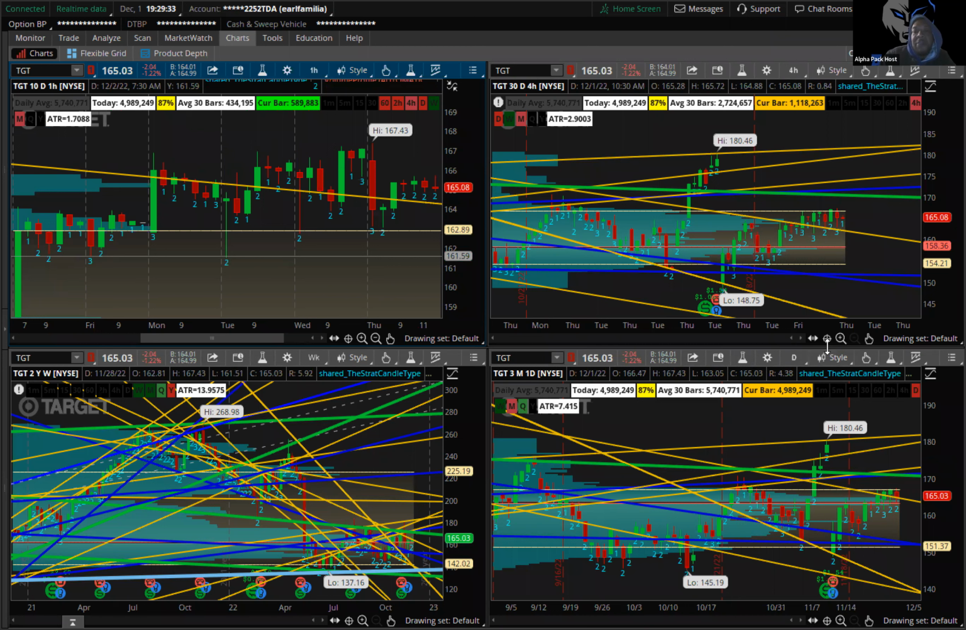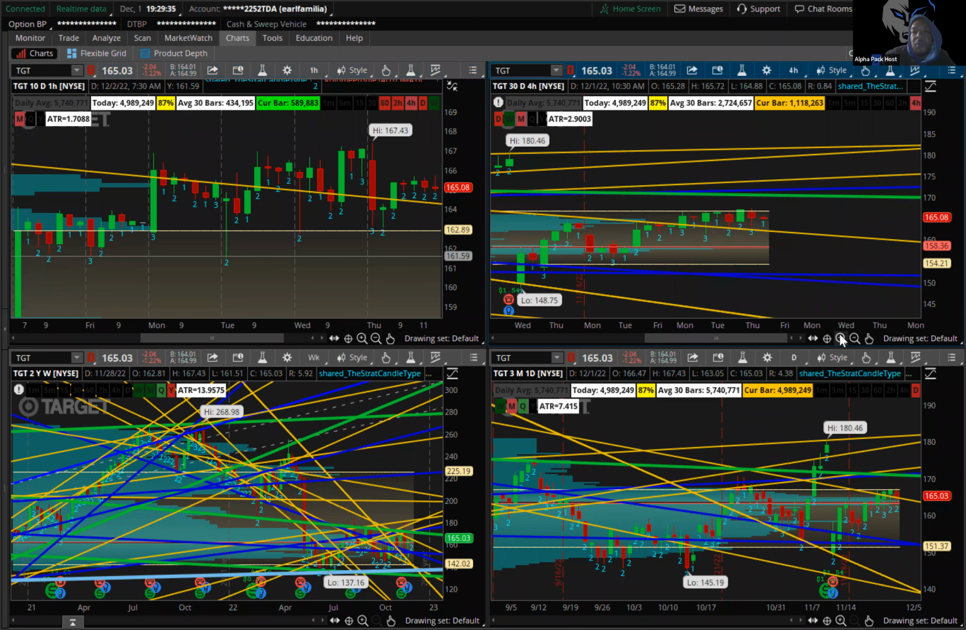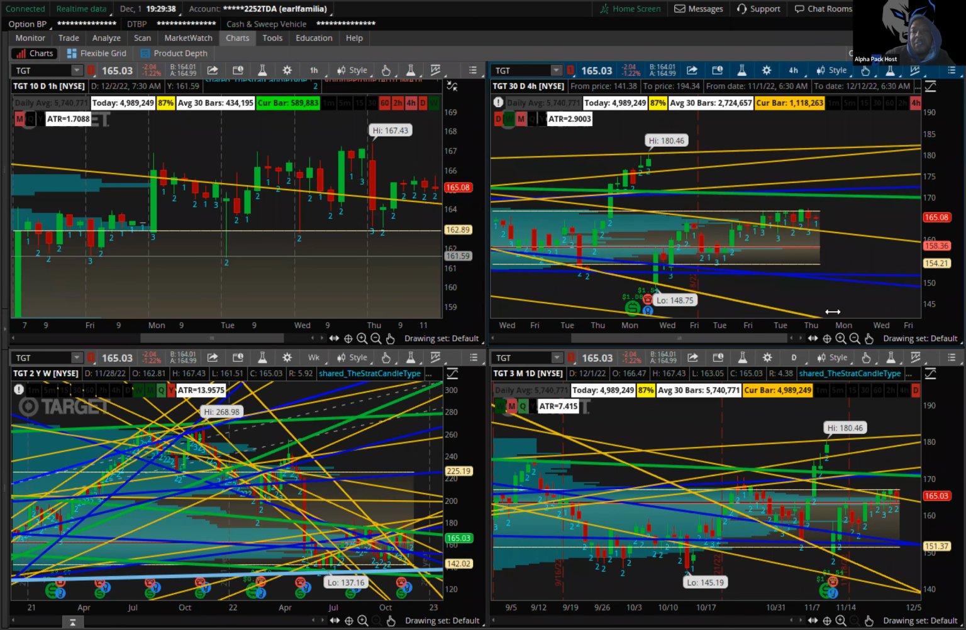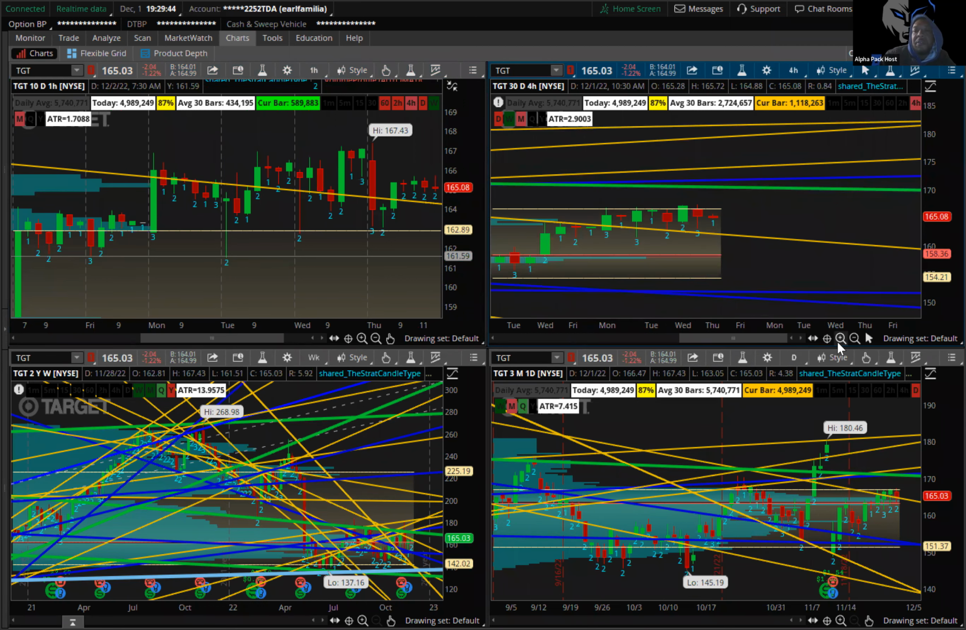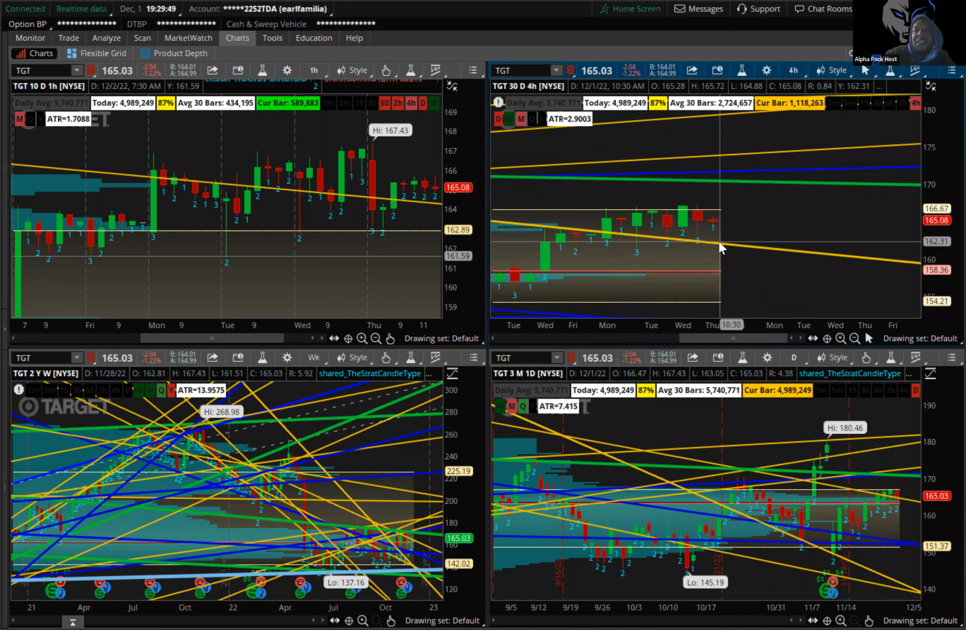All right, Target, man. Target just trying to be funny. Target still consolidating. It's flagging, and then it's gonna make its move. It didn't want to do the Friday special. It's giving us a little shooter. It's in the middle of the range. There ain't no BF right here. We had the 3 down with the push up.